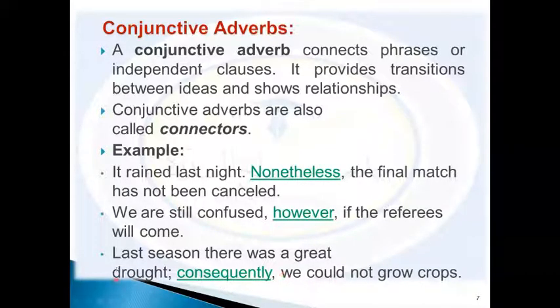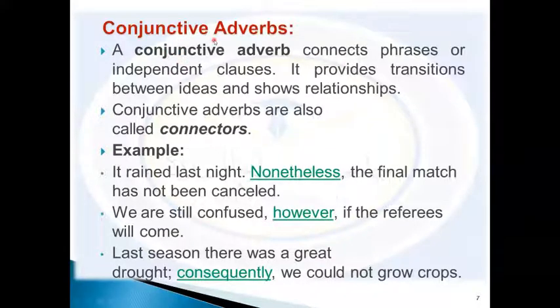So also here we have two clauses. Each clause has its own verb. Here we have "was" and here we have "couldn't grow". So we link them together with consequently. Consequently, however and nonetheless are known as conjunctive adverbs.